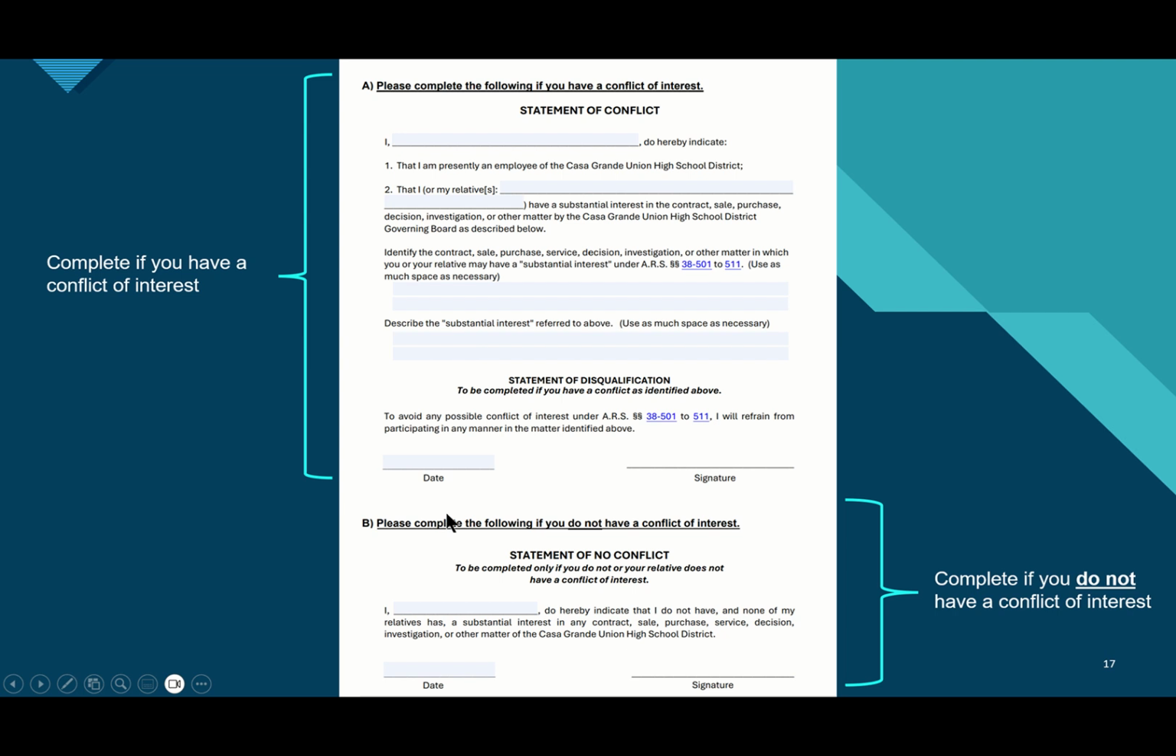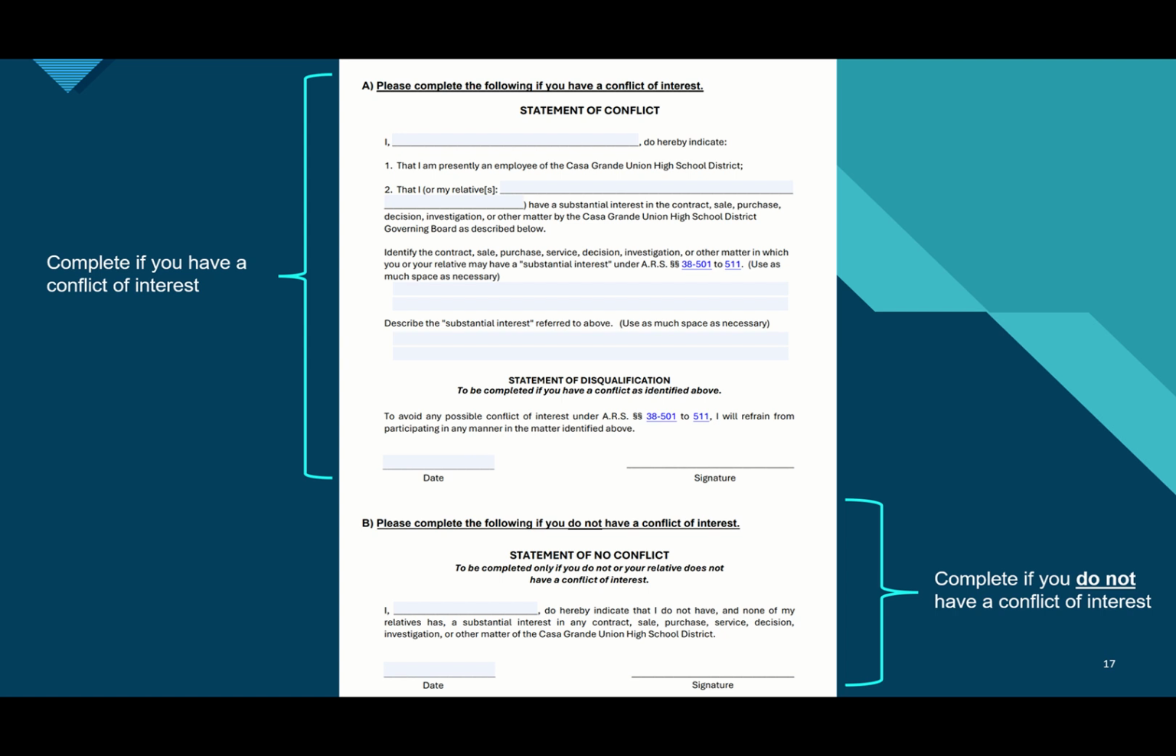Now, the bottom part is the majority. The majority of people will not have a conflict of interest. Again, I'm not telling you if you do or don't. If you feel that you have a conflict of interest, fill out the top part of the form. The bottom part of the form is if you do not have a conflict of interest, and you would fill that out. So if you don't have a conflict of interest, it's quick, short: put your name, date, sign. Again, the top part of the form can be filled out anytime during the year, but it needs to be within 15 days of that conflict arising.